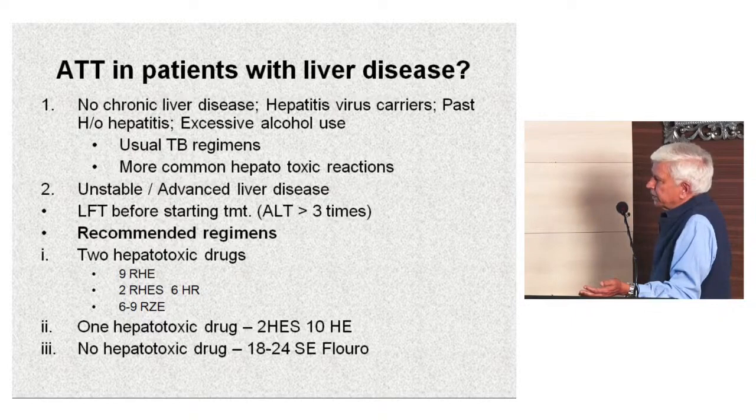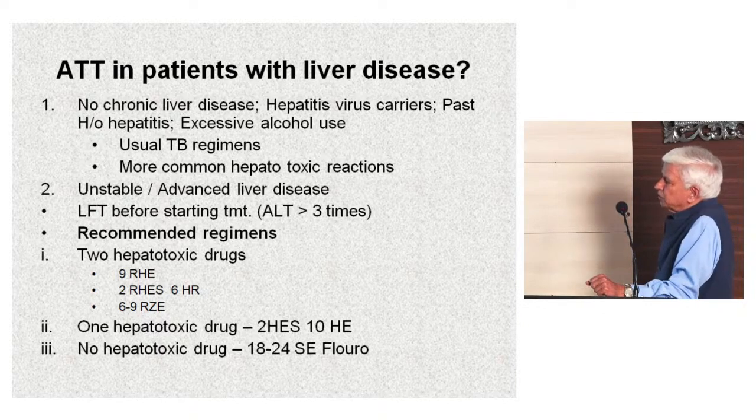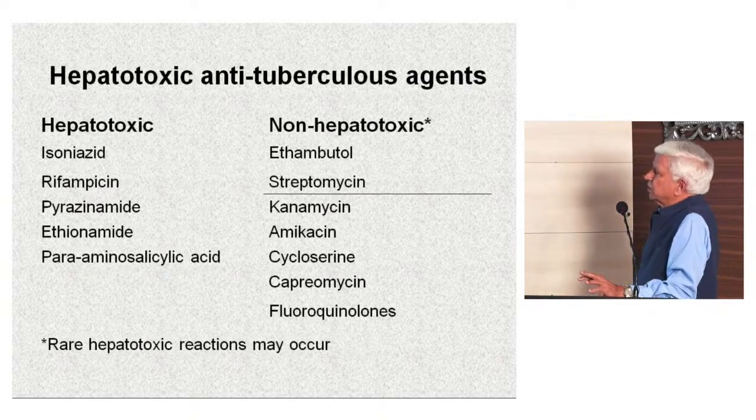There are many recommended regimens. The standard regimen is of course the same, but once there is hepatotoxicity, you can use either. Even if these are hepatotoxic, like rifampicin and INH, you have to use them, but these are mild. So I'll come to this point, what to use. These are the hepatotoxic drugs which are known: isoniazid, rifampicin and pyrazinamide. These are three important drugs. The second line drugs, of course, ethionamide and para-aminosalicylic acid also have it. By and large, ethambutol and streptomycin are non-hepatotoxic. That is one important thing, but rarely hepatotoxic reactions can occur even with these drugs.